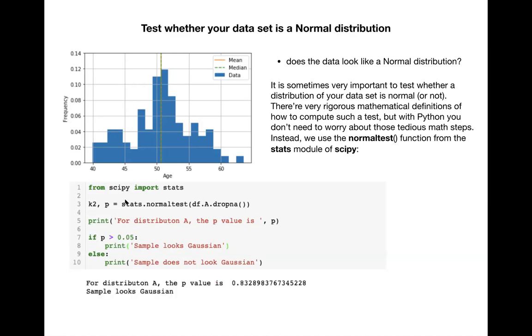Right? So now if we run this code, what we get for distribution A is a P value of 0.83. That's greater than 0.05, so it prints out that the sample looks Gaussian, and Gaussian is normal, right?